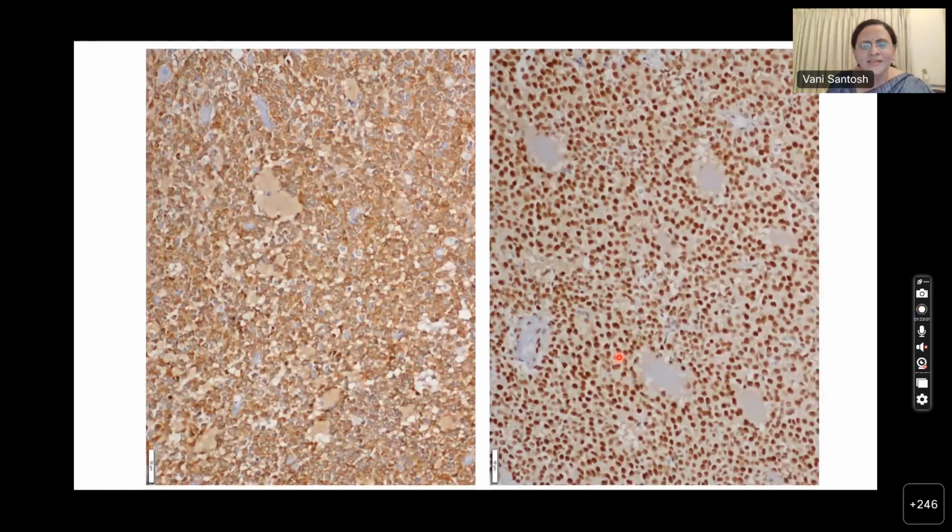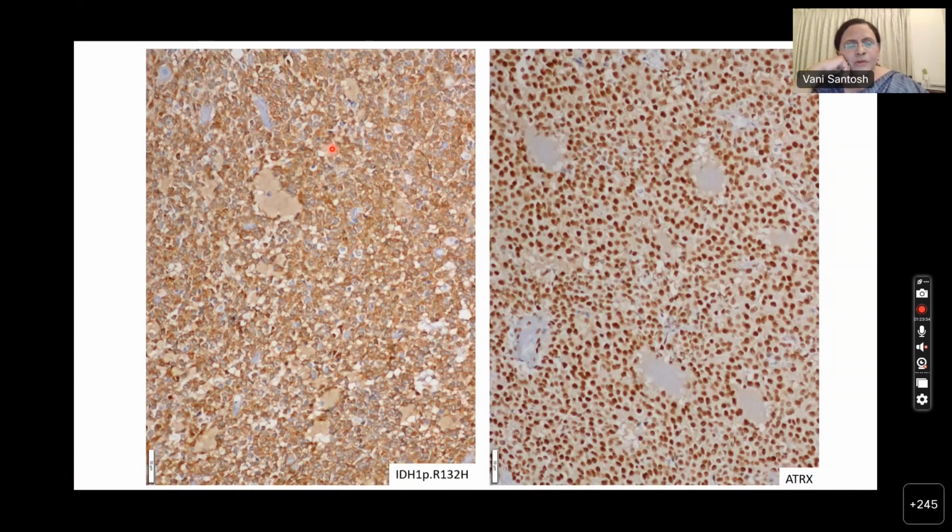So what is the stain on the left and what is the stain on the right? Here the cytoplasm is stained. This is IDH1 R132H. So IDH1 is a cytoplasmic stain. You can see that even the perinuclear halo, you can see how the cytoplasm has taken the stain. In fact, oligodendrogliomas are more strongly positive for IDH when compared to astrocytomas. They're much more strongly positive.